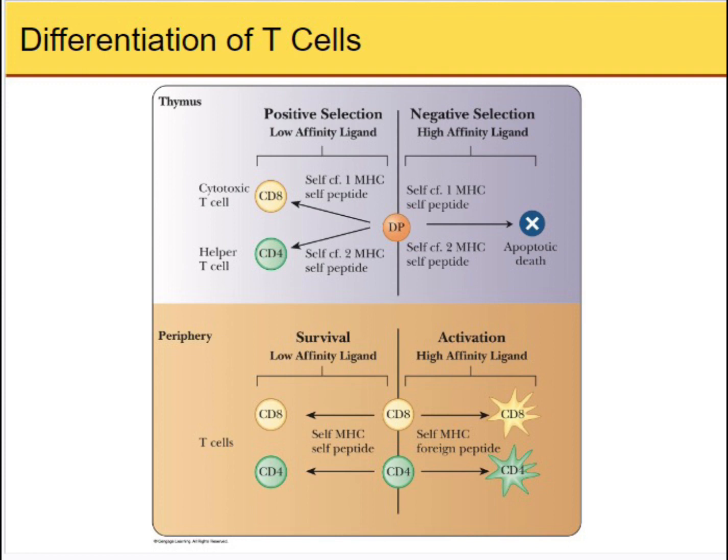Next is the periphery: survival for low affinity, and activation for high affinity ligands. Survival with low affinity is CD8 to self-MHC and self-peptide, T cell CD4. The activation's high affinity ligand is CD8 to CD8, self-MHC to foreign peptide, to CD4 to CD4.